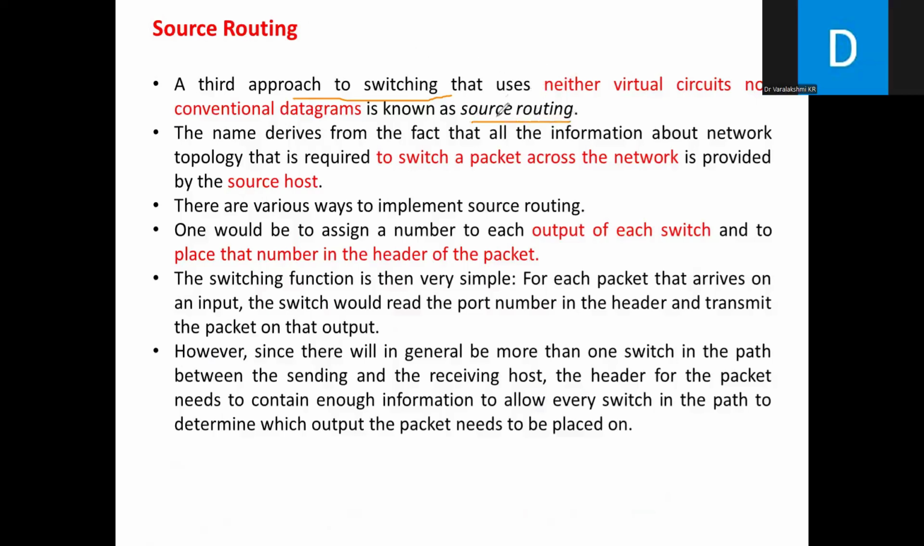As the name itself implies, here all the information about the network topology that is required to switch a packet across the network is needed. As the name implies, it is a source, right? So the information will be provided basically by the source host. There are various ways of implementing this source routing. I am just explaining what it is, then we will go into the discussion of source routing.